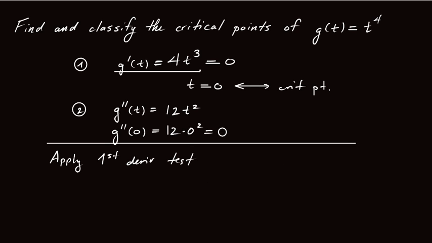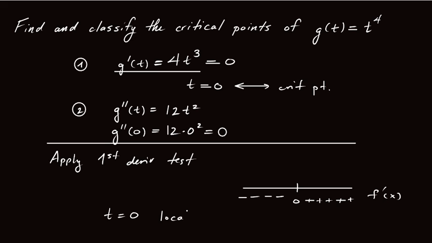Well, the first derivative I've already computed. Now I have to check to the left and to the right of 0 to see what happens. If you take t equal to a negative number, you'll find that this is negative, and so to the left we'll have a negative derivative. And when t is bigger than 0, this will be positive, so we'll have a positive number. What does this mean? It means that the function is first decreasing. Derivative negative means decreasing, and derivative positive means it's increasing. So what we have is that this is a minimum. So t equals 0 is a local minimum by the first derivative test.